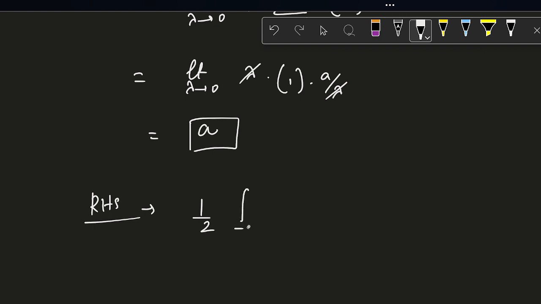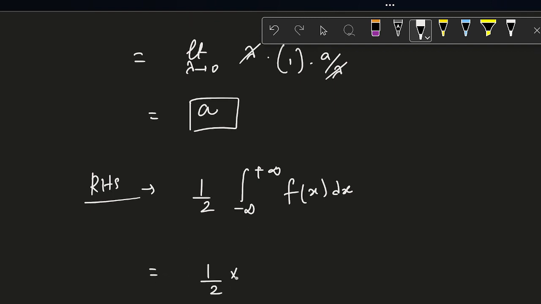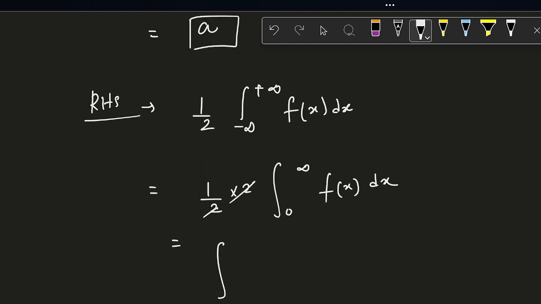It is half, minus infinity to plus infinity f(x) dx. Now again, because it is an even function, you can simplify it like this directly. But here also from 0 to infinity, you know that only 0 to a can have a finite value of f(x), which is 1. So it is 1 times dx. And for all the other values from a to infinity, the f(x) value is 0.